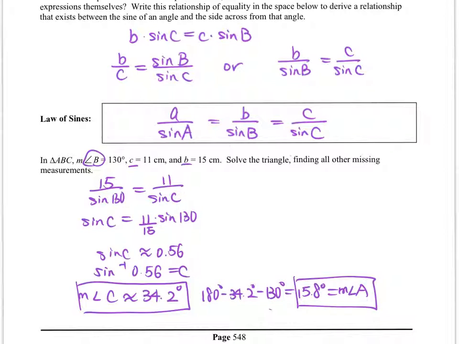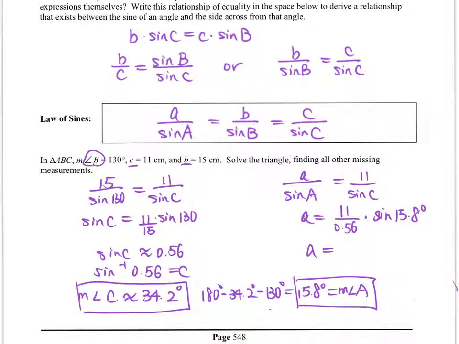Okay. And so now we have all three angles. We don't have side A yet. Then that's not a problem. You just do 11 over sine C. So A should equal 11 over sine C, which is 0.56, times sine A. That's a sine of 15.8. If you use your calculator, should be approximately 20.13. That's your third side. So now you have all three sides as well as all three angles.